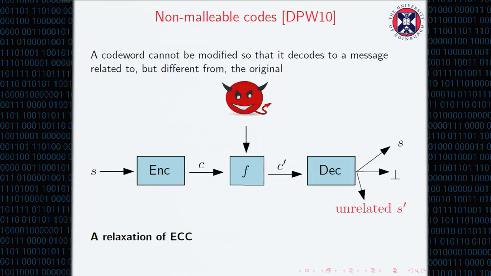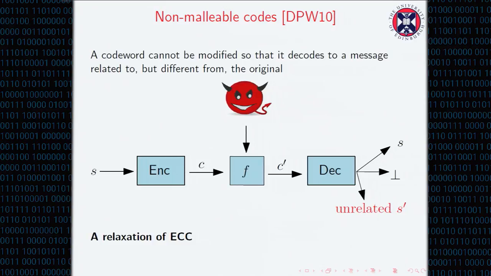So here is the idea. We have an experiment. We have the message S. We encode the message S and we get a codeword C. Then the attacker applies a tampering function F and we get a codeword C prime, and then we decode. So the output of the decoder can be either the original message S, or it can be an invalid string, bottom. So bottom here denotes an invalid string.